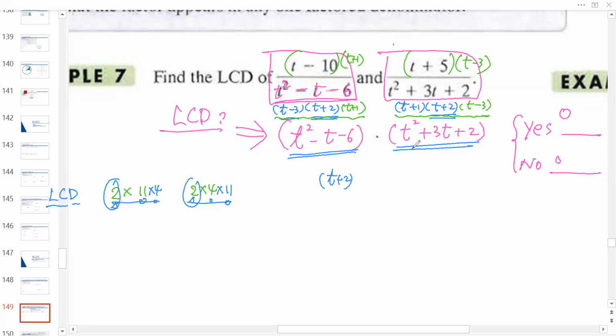In these kinds of cases, we need to factor first. Find whether they have a common denominator, a common factor, or not. And then we try to find their least common denominator. All right. Okay. So let's go to the next one.